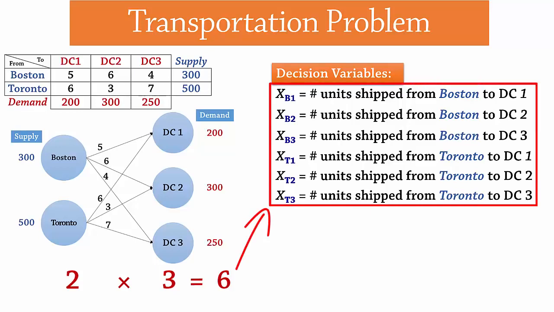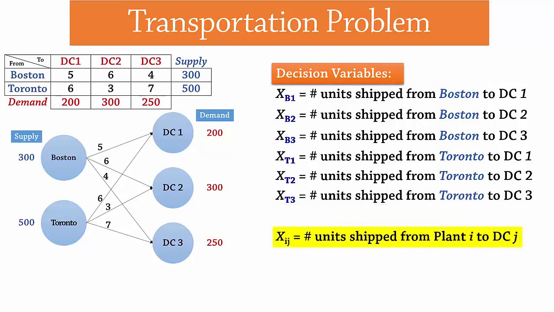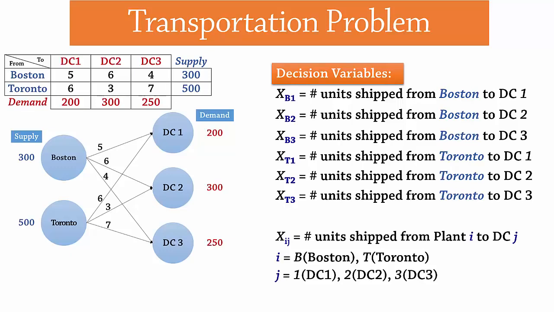Now suppose I don't like listing every single variable, or maybe I just happen to have too many variables. Then I can use the short form as follows. Let Xij equal the number of units shipped from plant i to DCj, where i equals B for Boston and T for Toronto, and j equals 1, 2, 3 for DC1, DC2, and DC3 respectively.